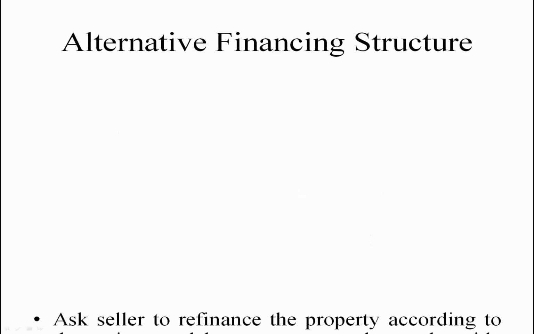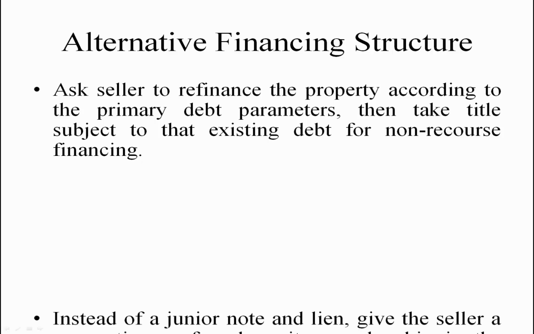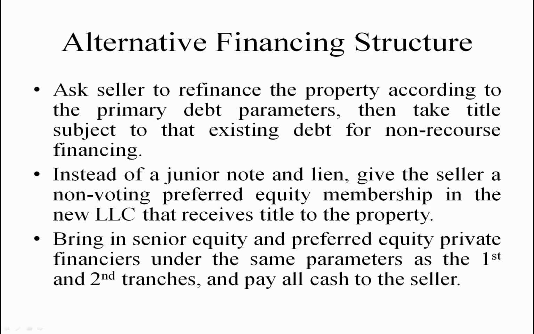Alternative financing structure. Ask seller to refinance the property according to the primary debt parameters, then take title subject to that existing debt for non-recourse financing. Instead of a junior note and lien, give the seller a non-voting preferred equity membership in the new limited liability company that receives title to the property. Or bring in senior equity and preferred equity private financiers under the same parameters as the first and second tranches and pay all cash to the seller.